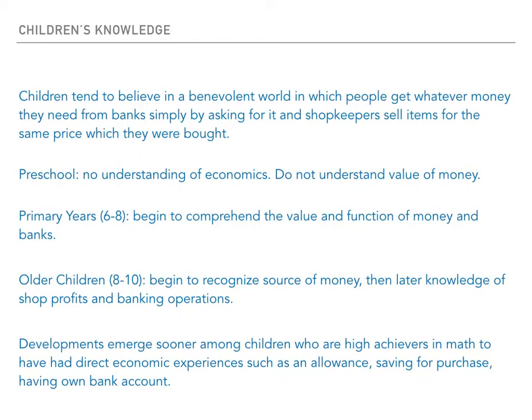So, things that children know about economics. They tend to believe, again, in that benevolent world, that people get whatever money they need from banks simply by asking for it, and shopkeepers sell items for the same price which they were bought. They do not understand the idea that if you go to one store, it's going to be cheaper and you can get the same thing than another store.